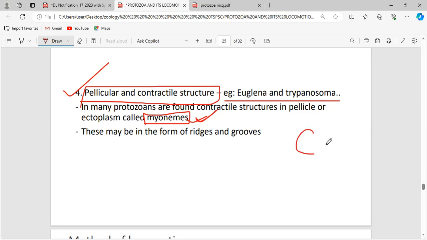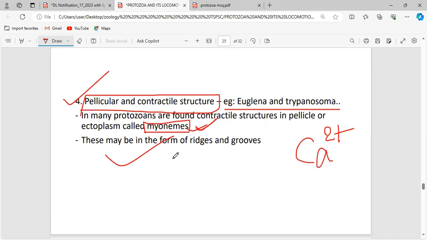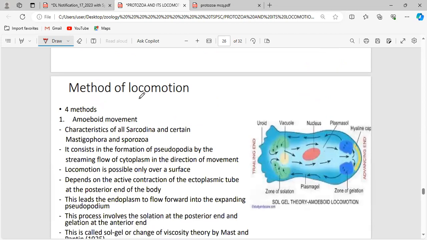See, when they are exposed to the calcium ions, they are going to contract. Remember this. That's all about the locomotory organs. Up to this, locomotory organs will be completed. Now, what are all the methods of locomotion?